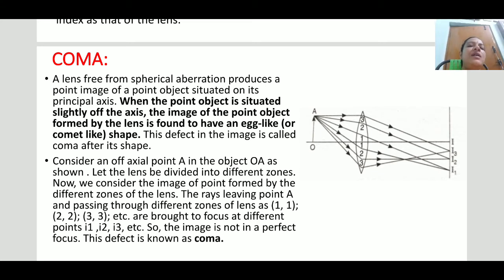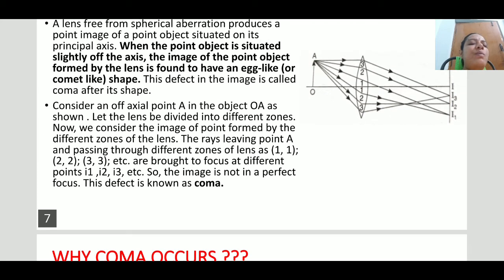Next, coma aberration. Coma arises when the object is slightly off the axis. So when the point object is situated slightly off the axis, the image of the point object formed by the lens is found to have an egg-like shape or comet shape. This is known as coma.